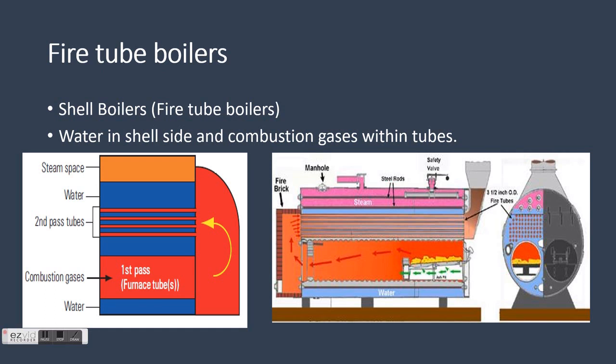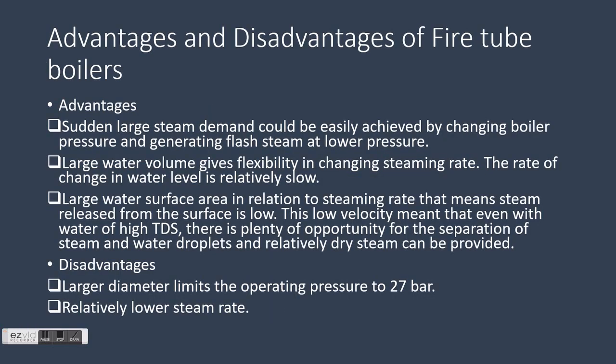Refer to the figure. Fire tube boilers typically have a lower initial cost, are more fuel efficient and easier to operate, but they are generally limited to capacities of 25 tons per hour and pressures of 17.5 kilograms per centimeter square. Here, certain advantages and disadvantages of fire tube boilers are listed.